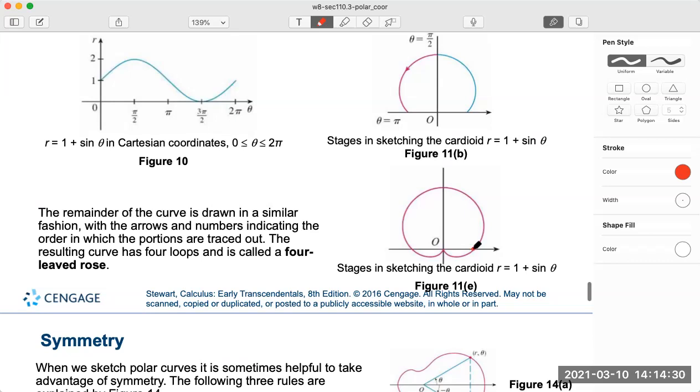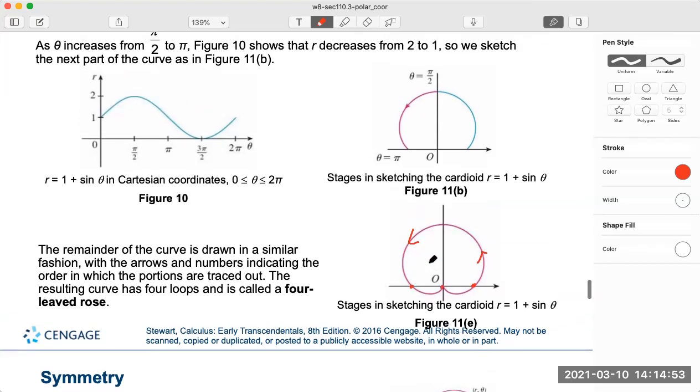At 0, it will be at this point, right? Here is pi over 2, it goes this way, right? And at pi, it will be right here. At 3 pi over 2, it goes to this point. And from 3 pi over 2 to 2 pi, it will be from here to here, right? It's a little tricky in this. Is it clear how to plot curves in polar coordinates?